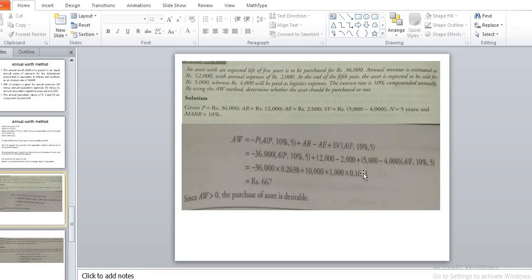After simplification of the equation, the value comes to 667. This value is greater than 0, so the purchase of the asset is desirable. Now we move further to the next example.